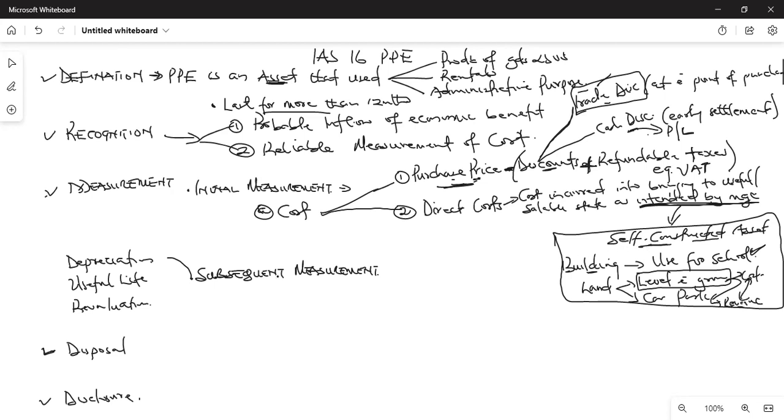So I asked the question in my class. Alisa Hotel is very close to where I teach in Tema. And I asked them about the utensils that they use in the hotel: does it befit this definition of an asset? More than 12 months, used for production of goods and services, rental, administration. Does it befit the definition of an asset?